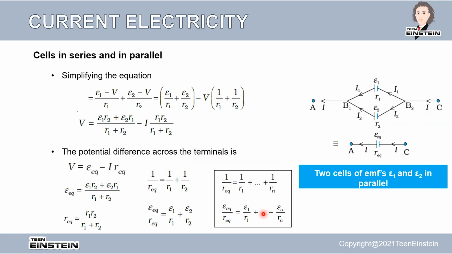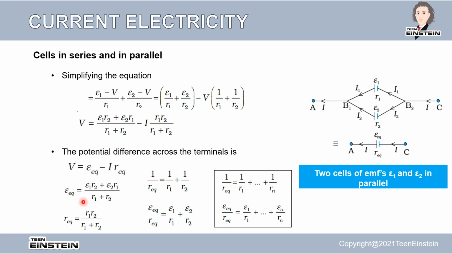From this equation, let's simplify a little bit further. We will just cross multiply and simplify this. So V is equal to epsilon 1 R2 plus epsilon 2 R1 divided by R1 plus R2, minus I into R1 R2 divided by R1 plus R2. And the potential difference across the terminals can also be given as epsilon minus I R equivalent, from the equation V equals epsilon minus IR. Now if you compare this equation with this equation, epsilon equivalent is nothing but this whole term and R equivalent is nothing but this whole term.